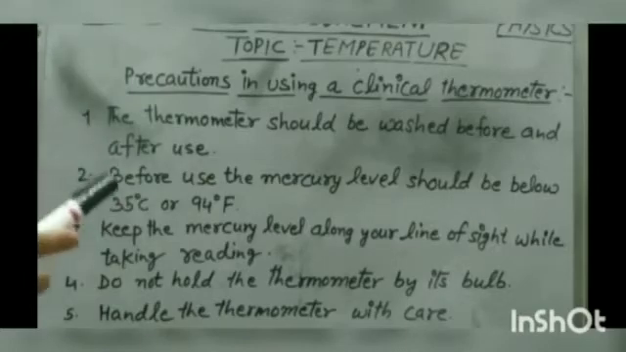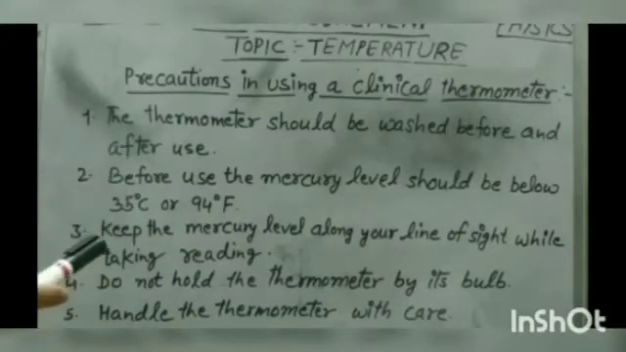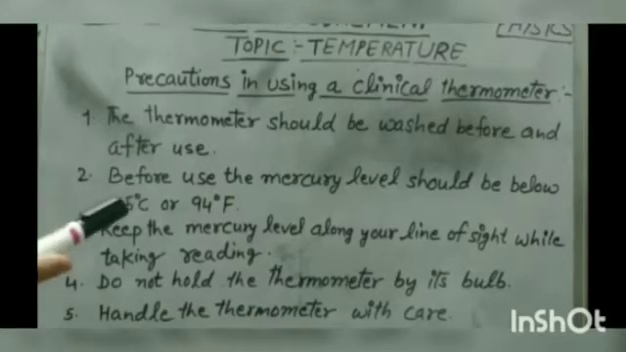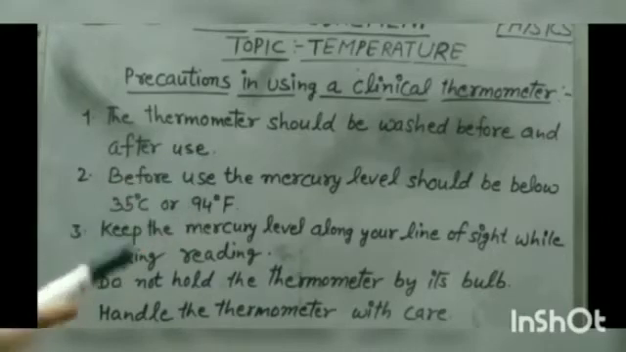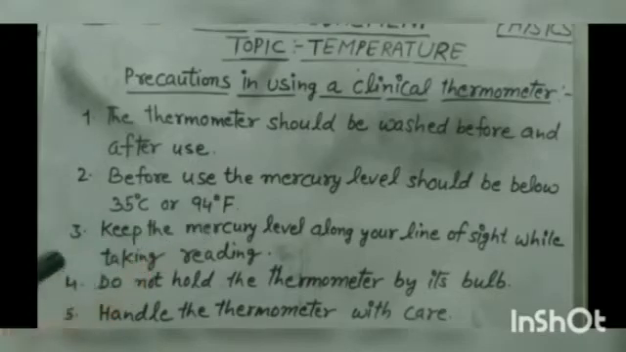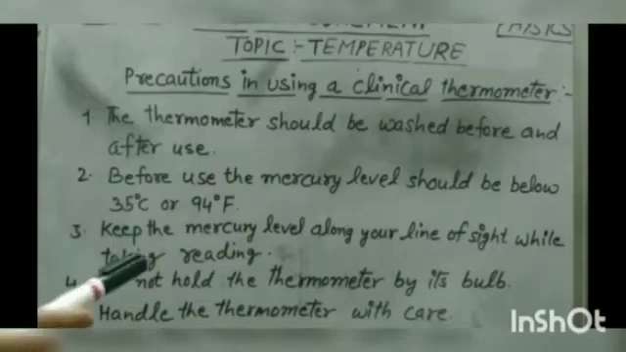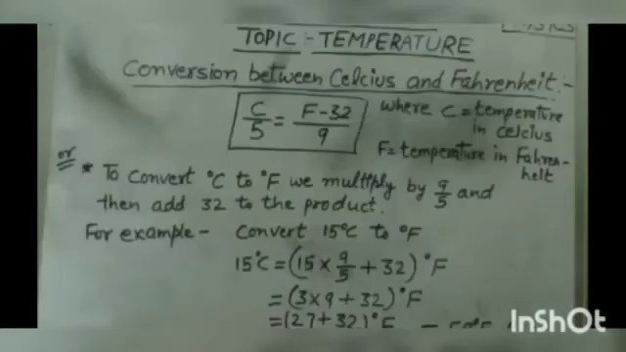Number 2, before use, the mercury level should be below 35 degrees Celsius or 94 degrees Fahrenheit. Number 3, keep the mercury level along your line of sight while taking the reading. Number 4, do not hold the thermometer by its bulb. And number 5, handle the thermometer with care. If it hits against some hard object, it may break.